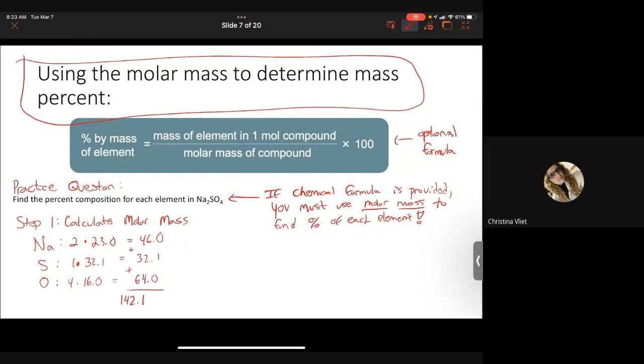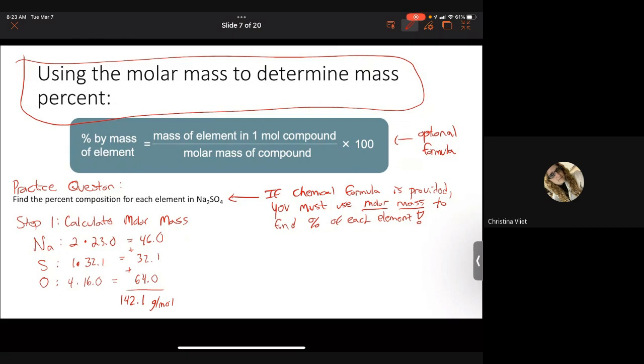And just to recall, that was the amount of grams in a mole of that compound. So that's step 1. Now, think about this. If I think about what molar mass is, this is the mass of my entire compound in a mole of it. I know that out of that mass, 46 grams came from sodium, 32.1 grams were contributed from sulfur, and 64 grams were contributed from oxygen. Is that enough information already to calculate the percentages of each element in the compound?